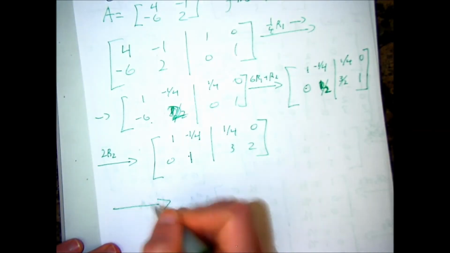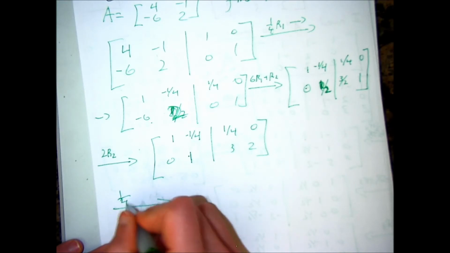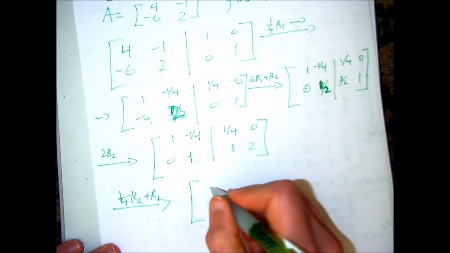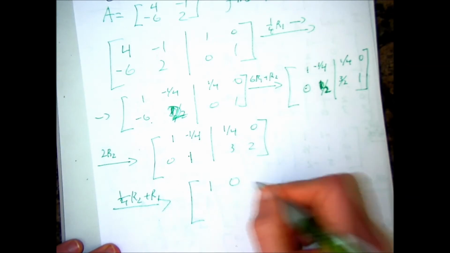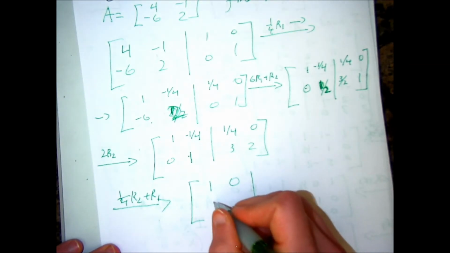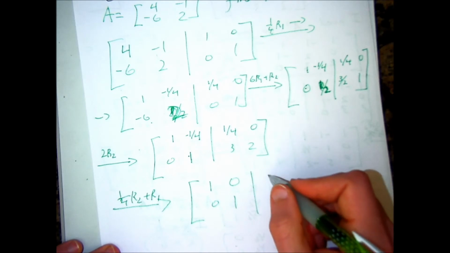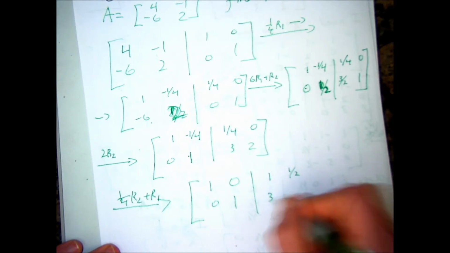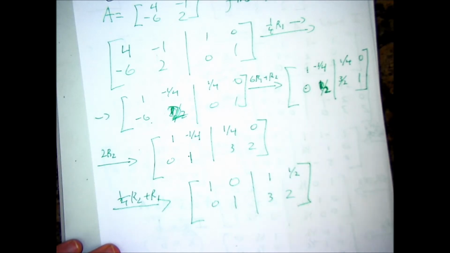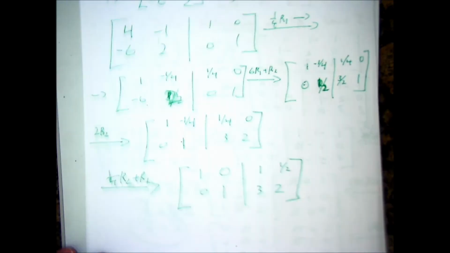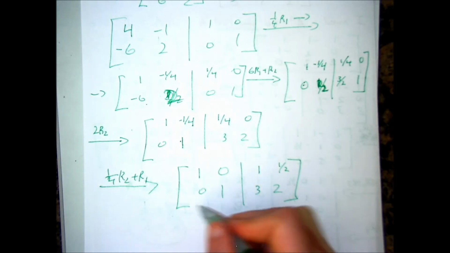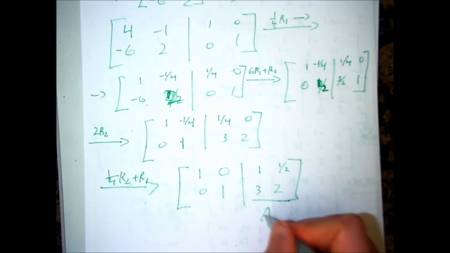And then finally, we'll multiply the second row by 1/4 and add it to the first row. And we get 1, 0, 0, 1, and then 1, 1/2, 3, and 2. Okay, so this is the identity, this is A inverse.